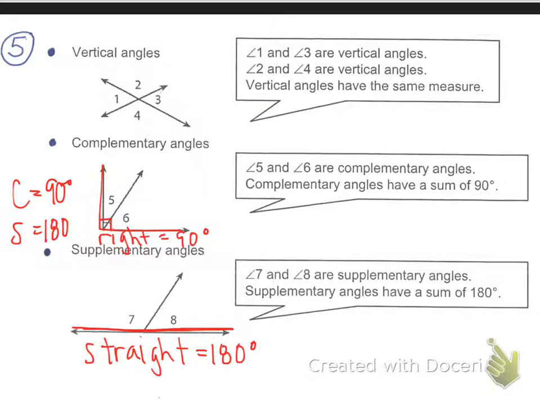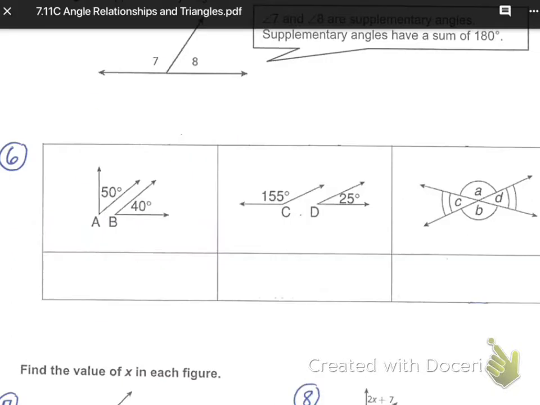If 2 was 100 degrees, 4 would be 100 degrees. So since this is a straight line, 3 and 2 have to add up to 180, which means 3 would be 80 degrees. Well, since 3 is 80 degrees, what is 1? 80 degrees. So vertical angles are just those angles that are across from each other.